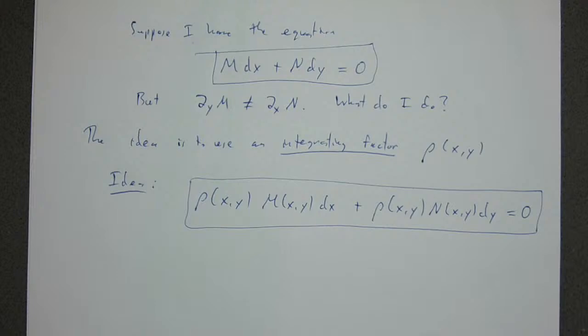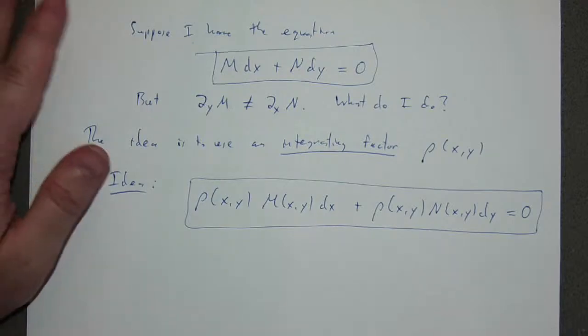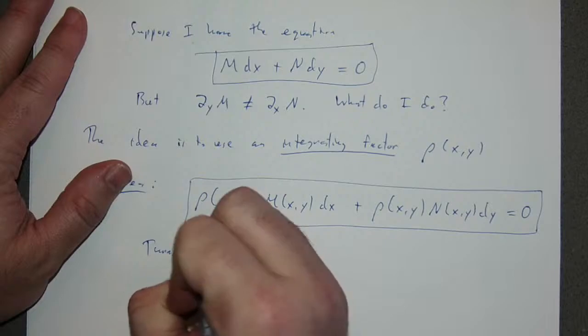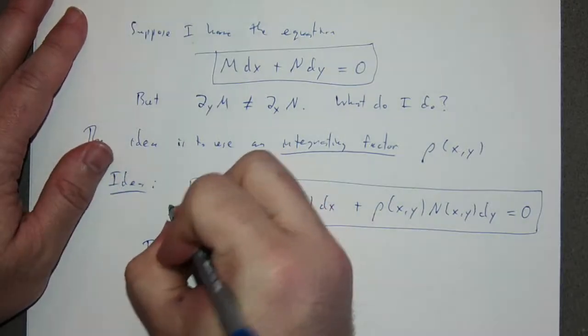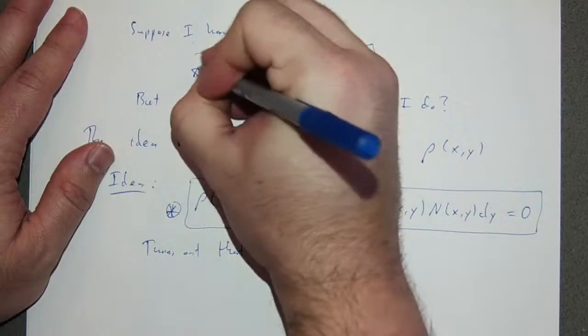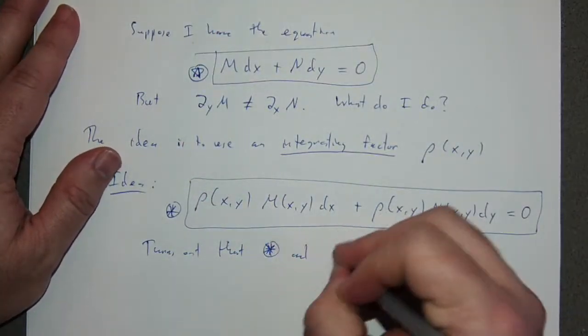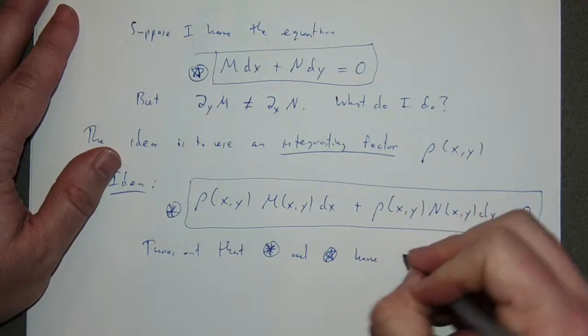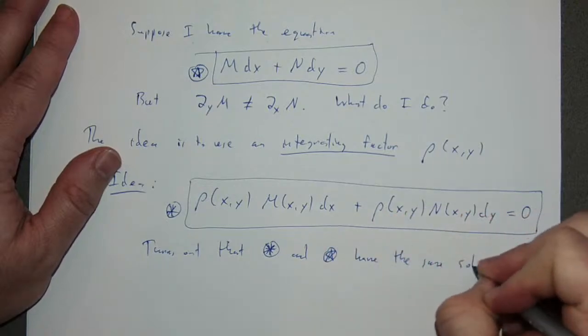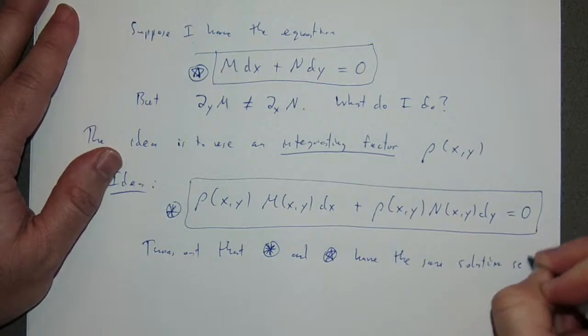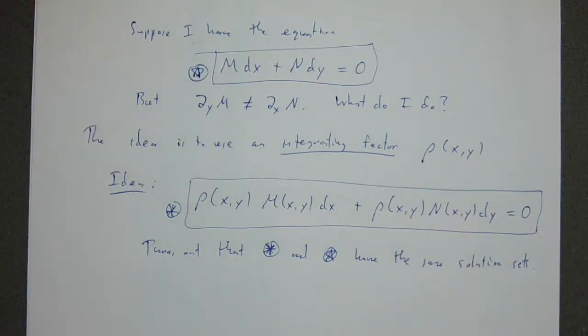Well, it turns out that if I call this asterisk and this original one star, asterisk and star have the same solution sets. Again, we want rho to be non-zero. I'm not talking about multiplying both sides of an equation by 0. That's stupid. So these two things have the same solution set.